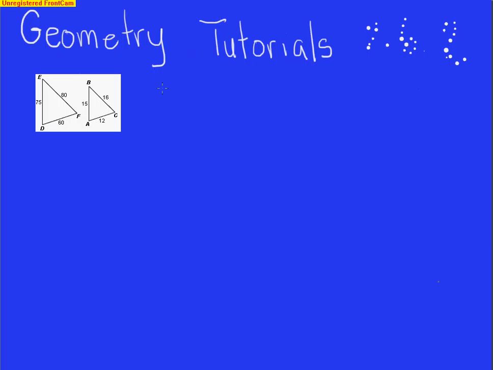So what we're going to talk about is showing that these two triangles are similar. And we do that by recognizing that they are proportional. So we look at each of the sides, first of all, and we're going to look at the ratios.